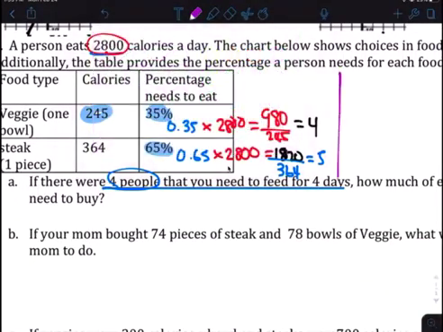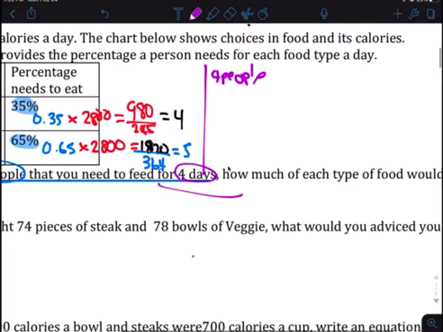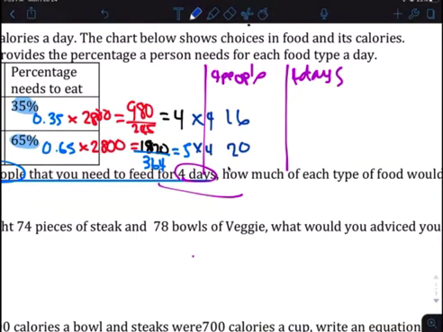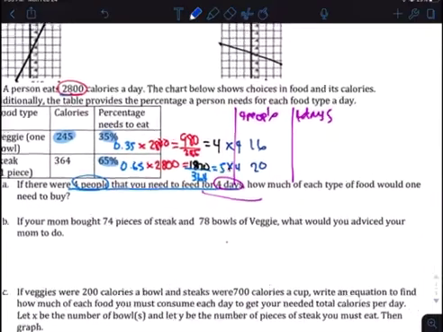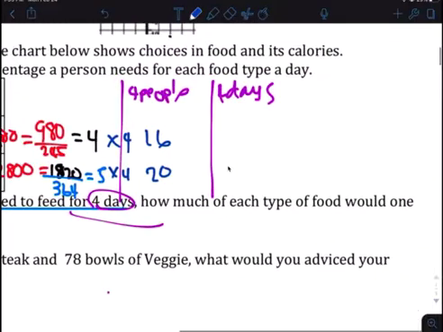Okay, we're going to feed 4 people for 4 days. So for 4 people for 1 day, you multiply that by 4. You need 16 and 20 of each of these items. And then for 4 days, you need to multiply that by 4. You get 64 here, you get 80 here.